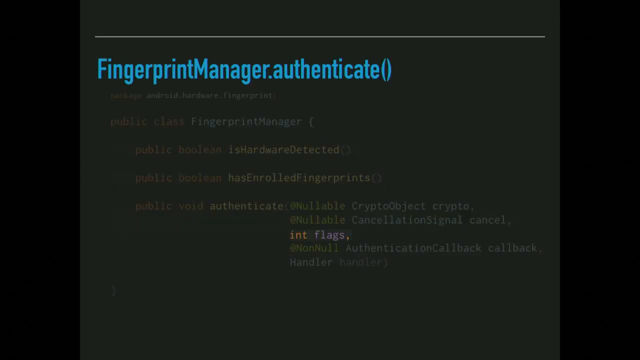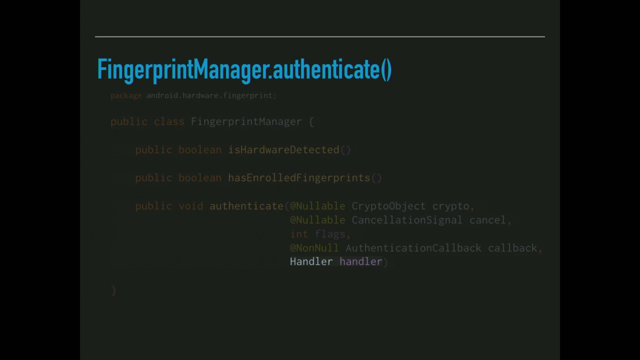There's a flags parameter. The documentation just says set this to 0, so it was never used. There's a handler that you can provide. This tells it where your callbacks are going to happen. What thread are your callbacks going to happen on? By default, this can be null. By default, it's going to happen on the main thread, which may or may not be what you want, depending on what you're doing in there. You don't want to block the main thread, so you may want to move those callbacks onto a different thread, depending on what you're doing with them.